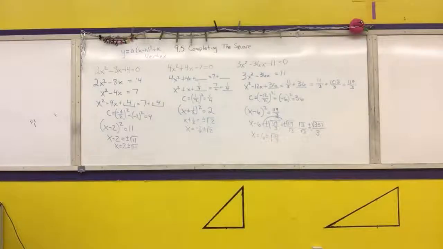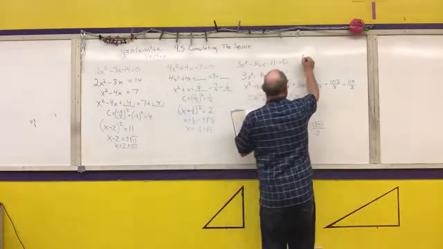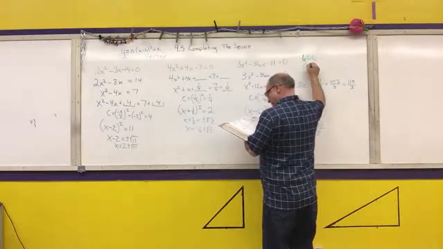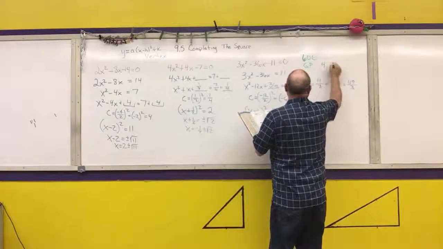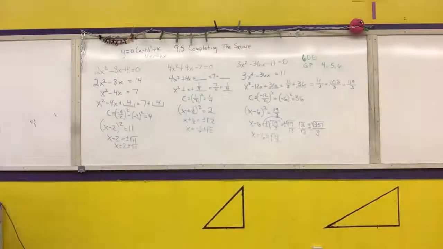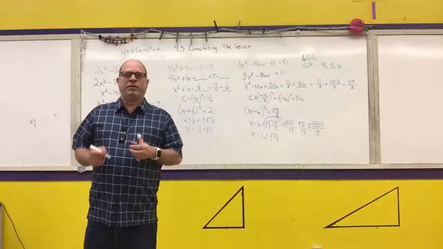The examples that you are going to do tonight are on page 606, Guided Practices 4, 5, and 6. So those are the 3 practice problems that you're going to do after watching this video. The next video is going to be completing the square to turn an equation into a vertex form.